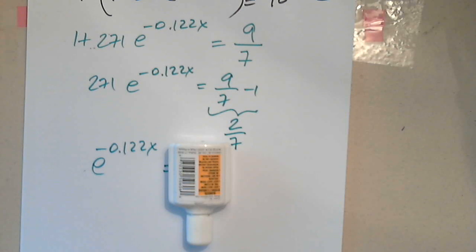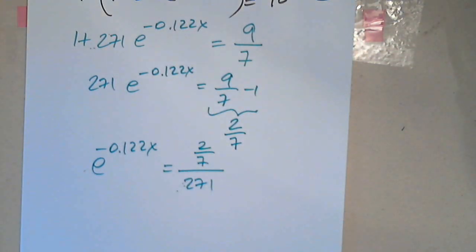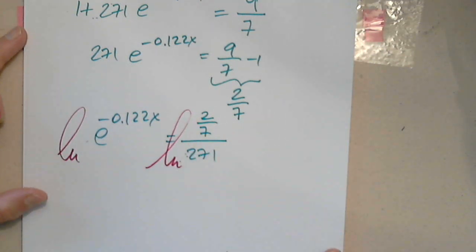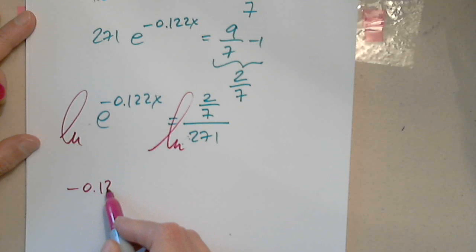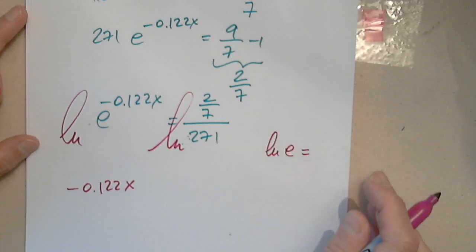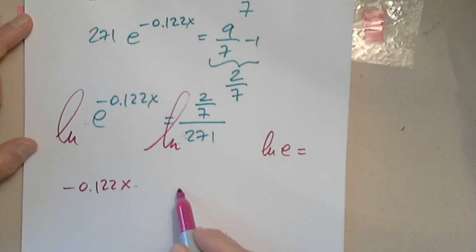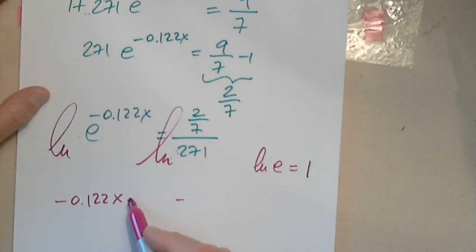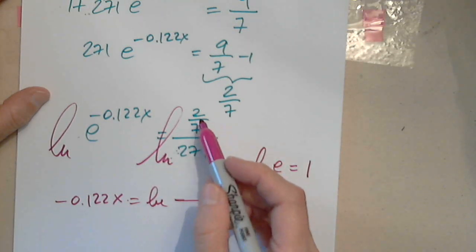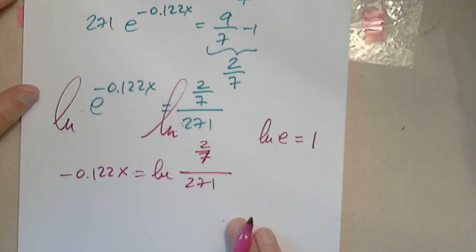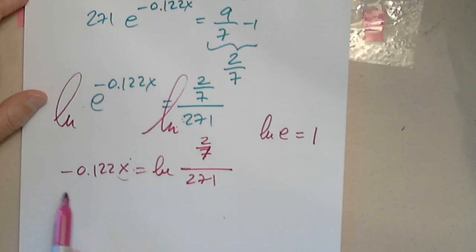Okay, so at this point, I have to apply natural log to both sides to bring the power down. So natural log here and natural log here. So negative 0.122x. I should write times natural log e, but why don't we write natural log e? It should be here, times natural log e. How come that I don't write that? Because natural log e is just 1. Equals natural log of, careful, 2 over 7 is at the top and 271 in the denominator, and we are solving for x dividing by this.